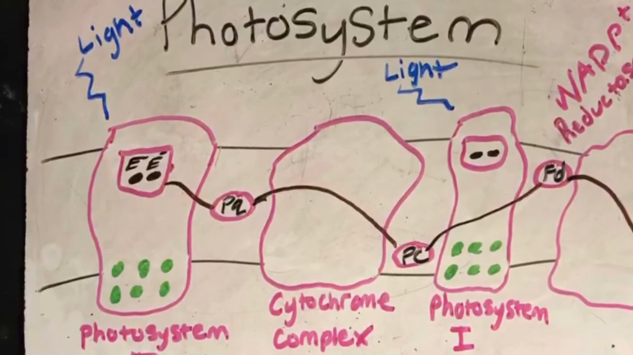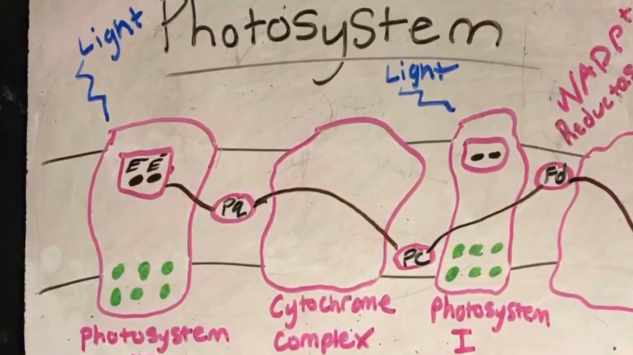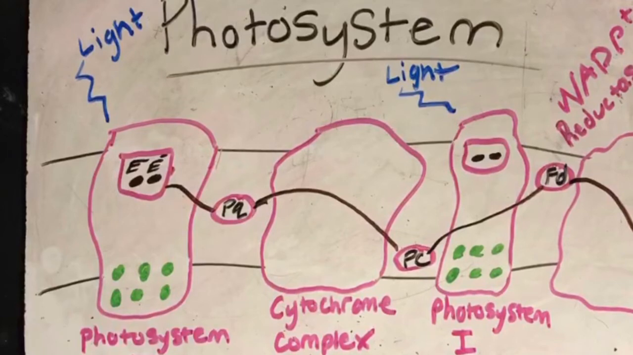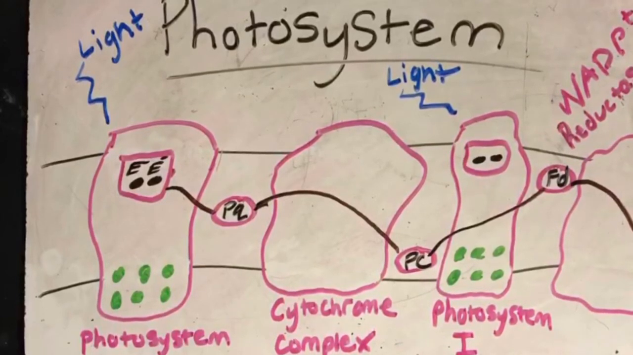In cyclic electron flow, electrons from photosystem 1 are redirected from ferredoxin back into the electron transport chain, which prevents reduction of NADP+ and produces only ATP.